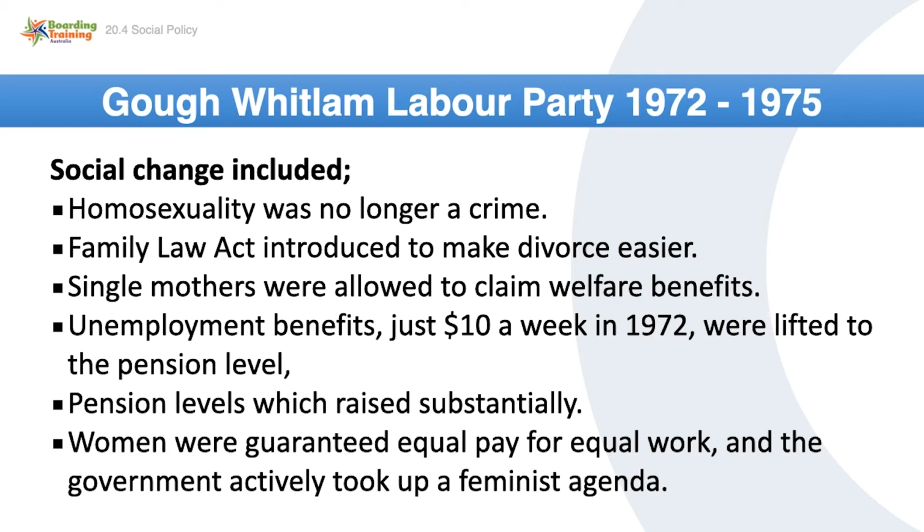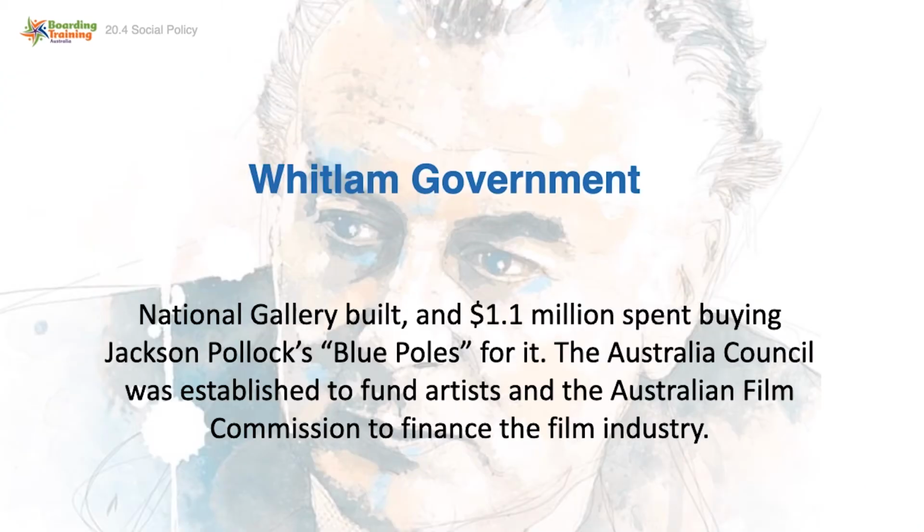Other social change included homosexuality was no longer a crime. The Family Law Act introduced to make divorce easier. Single mothers were allowed to claim welfare benefits. Unemployment benefits were just $10 a week in 1972 and was lifted to the pension level, and the pension was raised as well. Women were granted equal pay for equal work, and the government took up an active feminist agenda.